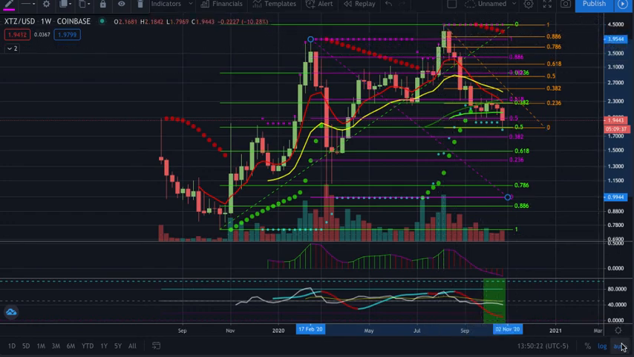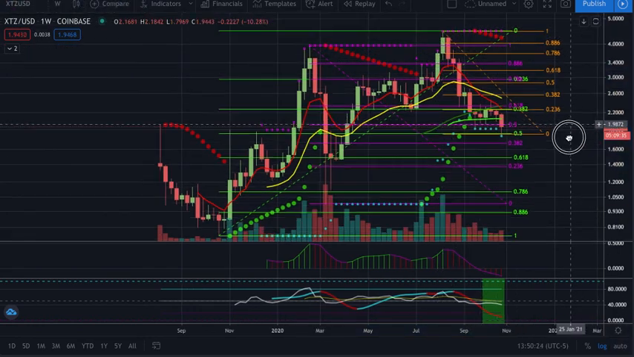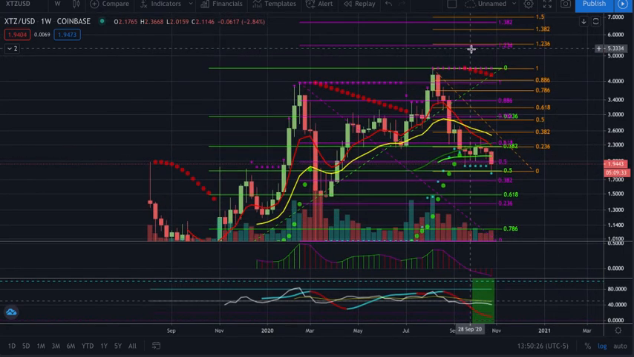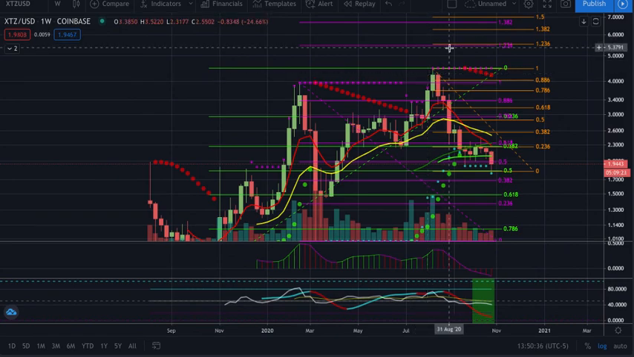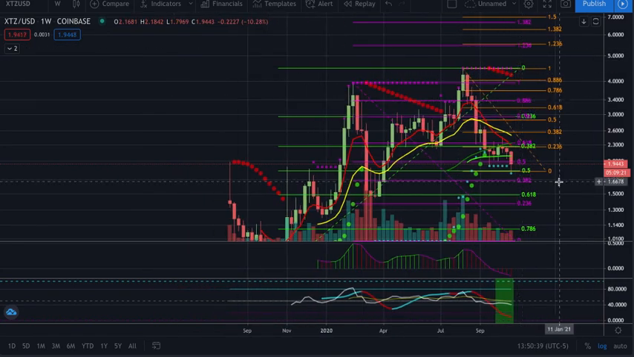So if you were using a fib extension, it would actually project your target up here at the 1.236 at $5.51. Now, unfortunately, it took out the top and then ran out of steam, so it never actually made it up to that. But that's the responsible way to do that.